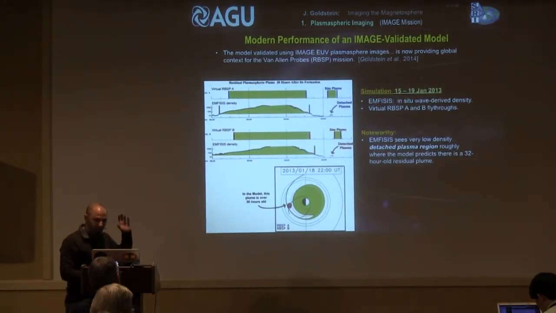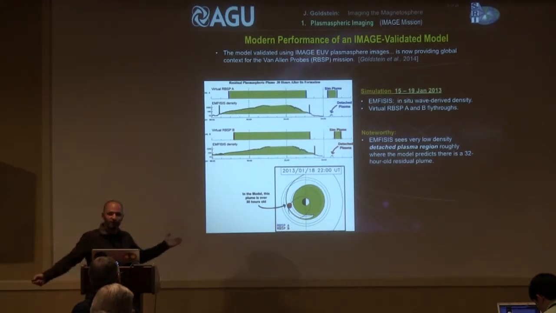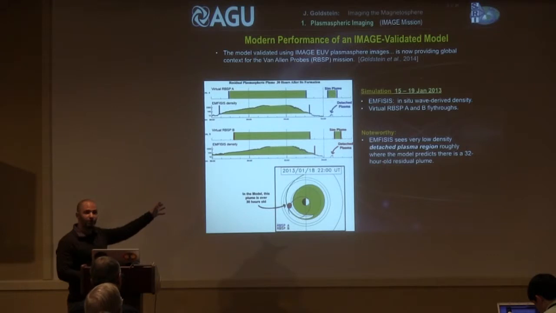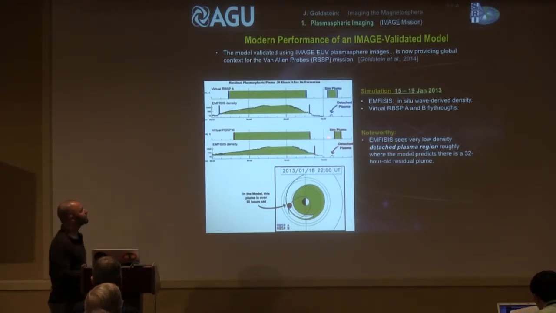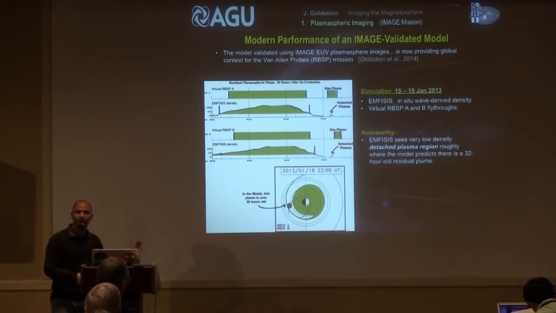So, taking a model like that, now that we don't have IMAGE EUV anymore, and applying it to a data set where we really can't check what the global plasmasphere is doing, we try to interpret the in-situ observations using the model. This is a plot showing one of these model 2D plasmaspheres. We've got a wrapped plume. This plume is about 30 hours old. It's been rotating and wrapping for about 30 hours.